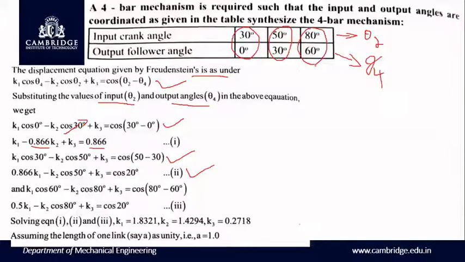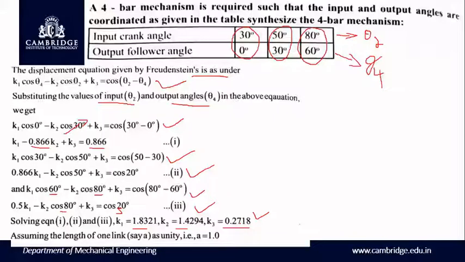And the third set of values is 80 degree and 60 degree. So substitute 80 degree and 60 degree in the Freudenstein equation and further simplify using calculator. 80 minus 60 is equal to 20 degree, and cos 80 degree, operate calculator, you will get this equation. So now here we have three simultaneous equations. We have three unknowns, which are k1, k2 and k3. By solving these three equations, we can find the values of k1, k2 and k3.